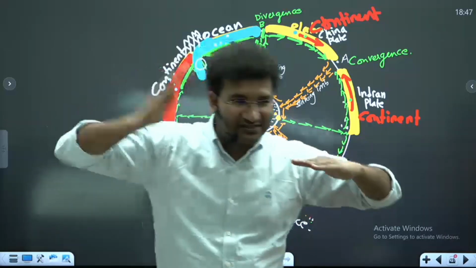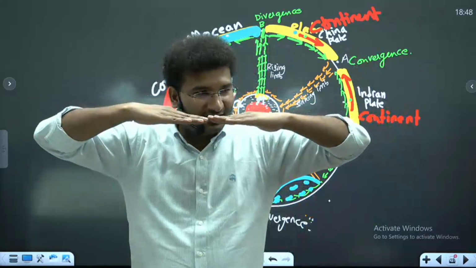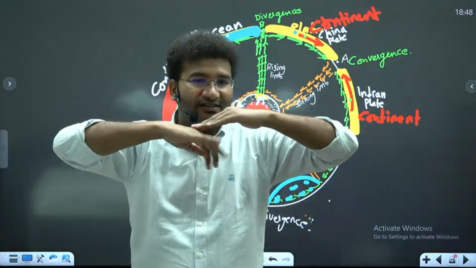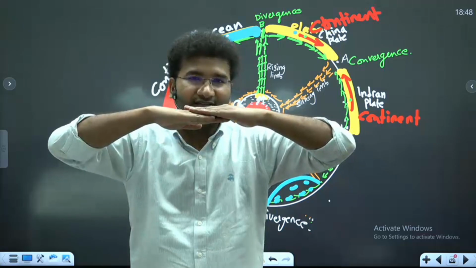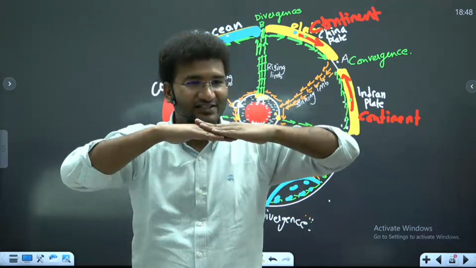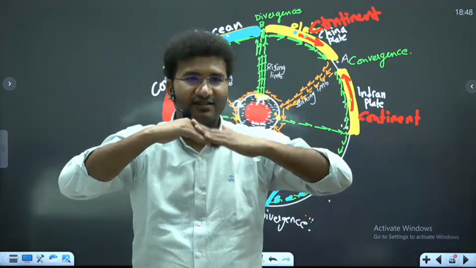For example, this is India, this is Eurasia. India went and hit. India went under this plate. But it is not sinking. It is only beneath. And here, this is the Eurasian plate. अब ये जो हिस्सा है, that palm of my hand, this is your Tibet.